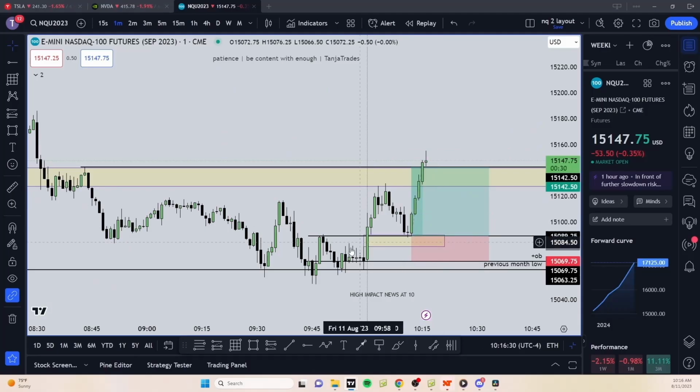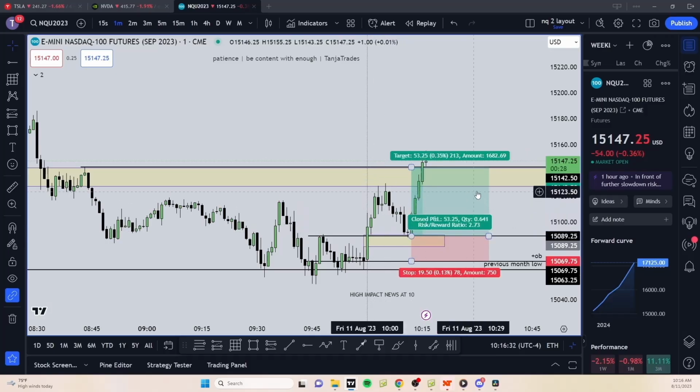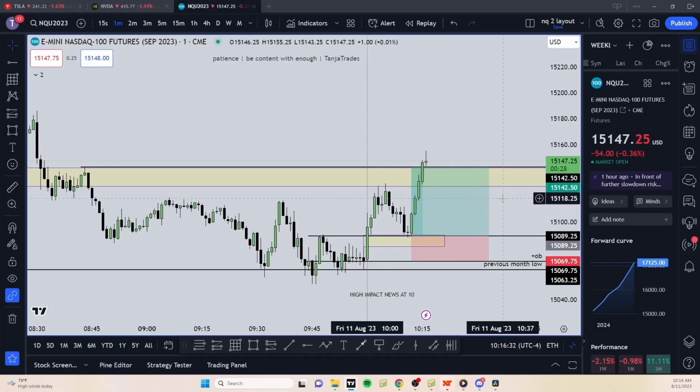So here's an example of a long reversal trade. You had the previous month low as a point of interest. It also broke the 9:30 low, and then at 10 a.m. news, it broke a short-term high, left a fair value gap. So you go long in that fair value gap and you target equal highs.